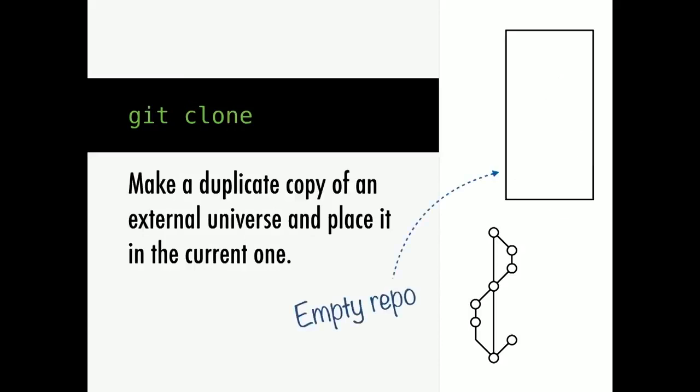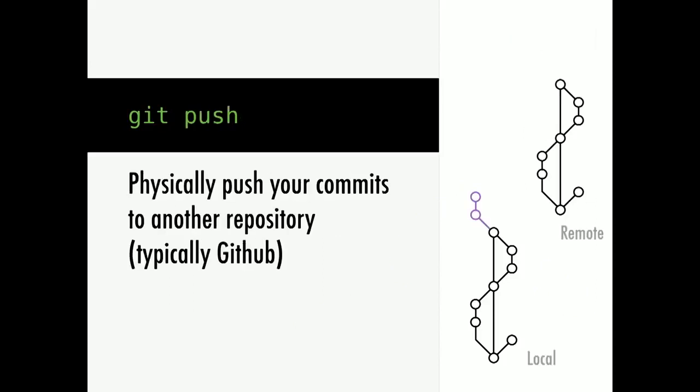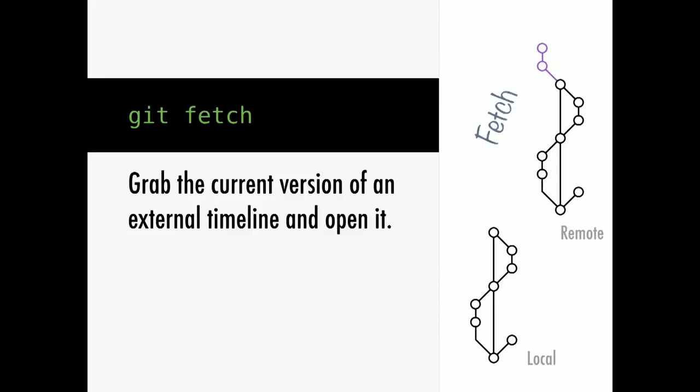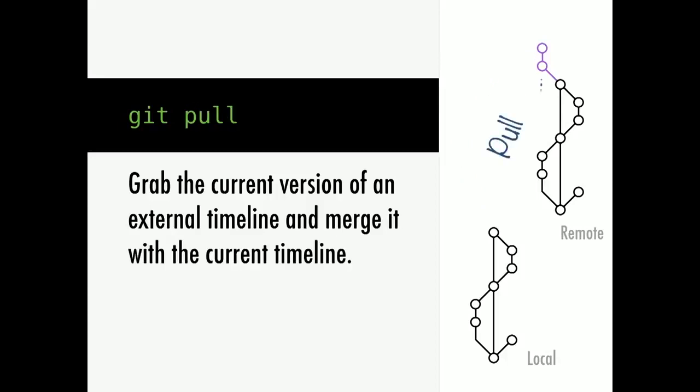Whereas a clone is if you create an empty universe and then clone the content from one universe into that one. A push is if you take the contents of one timeline and stick it onto another timeline. A fetch is if you grab the content from one timeline and pull it into yours without merging it. A pull is if you do the same thing, but you actually merge it to your timeline.